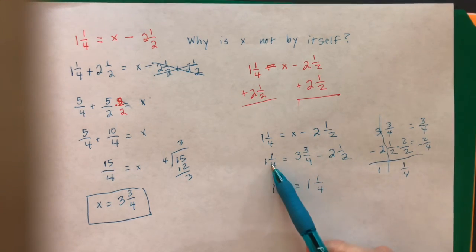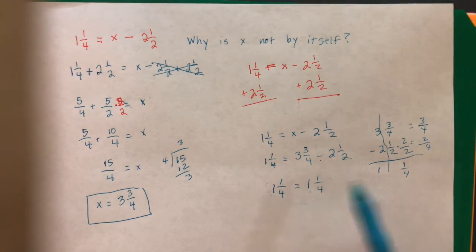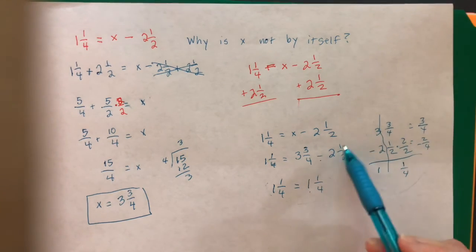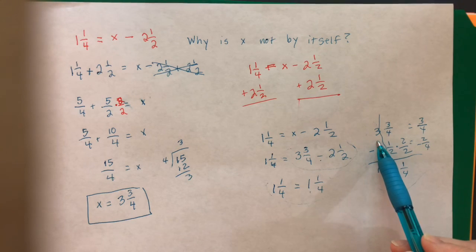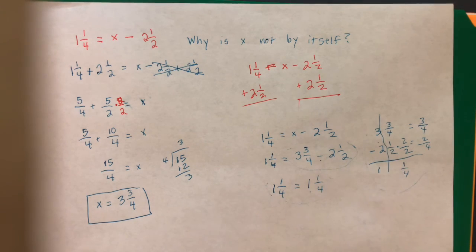You can't just say this equals this and just go straight to this step. You have to actually work this part out. You may work this out this way, or you may work it out by getting common denominators, but you have to show those steps.